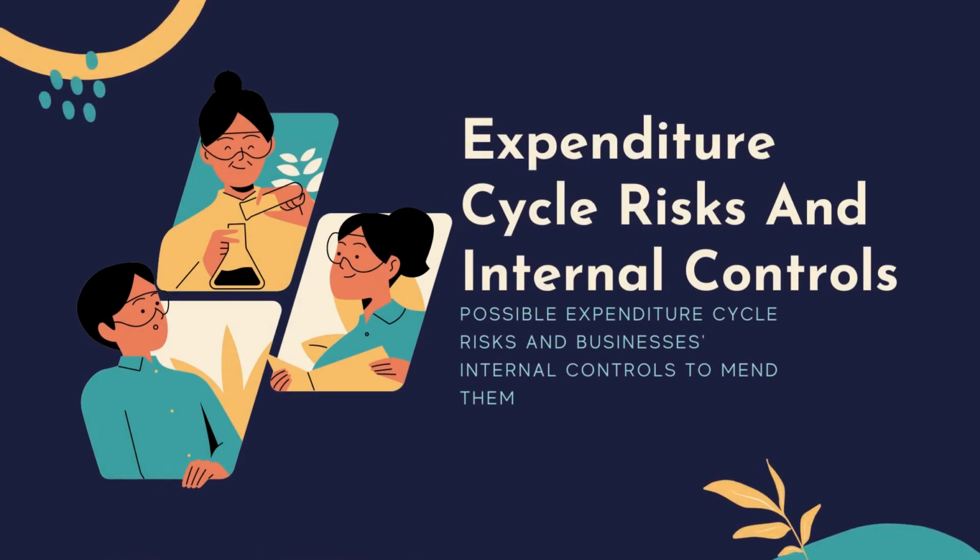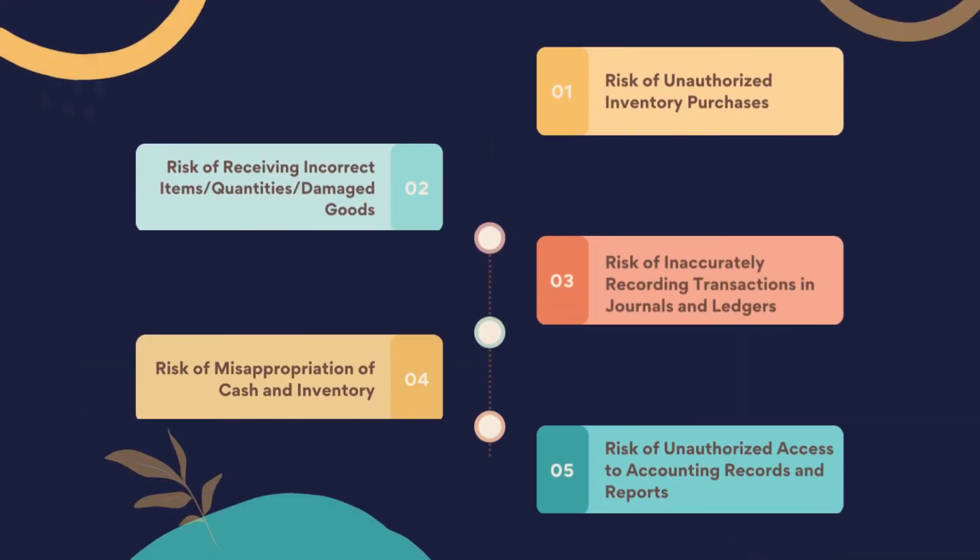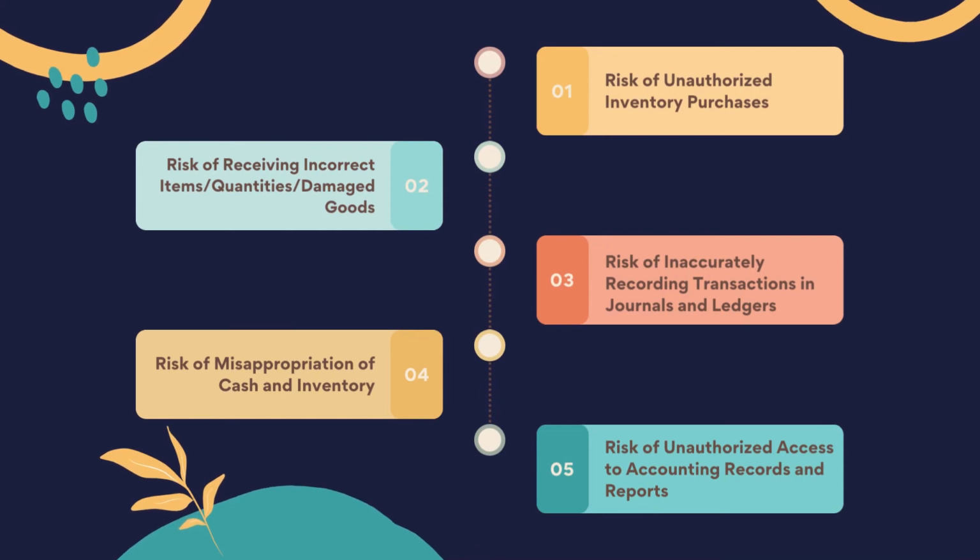Expenditure cycle risk and internal controls. These are the possible risks that may occur throughout the expenditure cycle. First, risk of unauthorized inventory purchases. Second, risk of receiving incorrect items, quantities, or damaged goods.